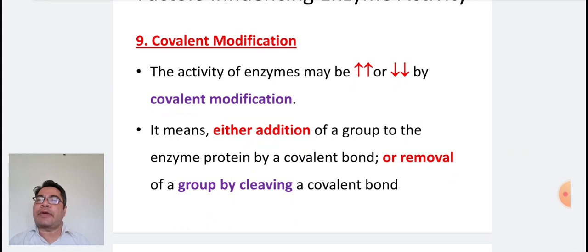Coming to the next factor, covalent modification. The activity of enzymes may be increased or decreased by the covalent modification. It means either addition of a group to an enzyme protein by a covalent bond or removal of a group by cleaving a covalent bond.